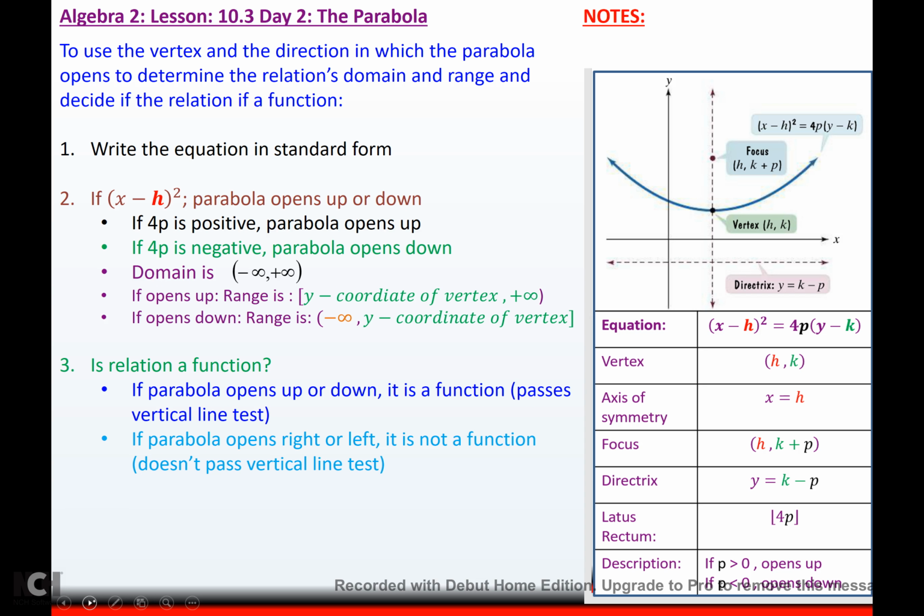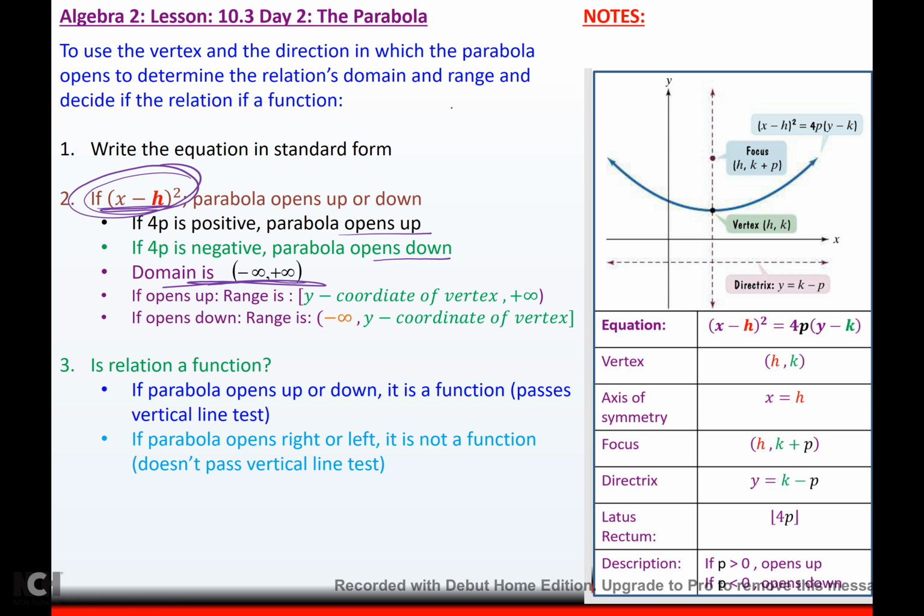Okay. To use the vertex and the direction in which the parabola opens to determine the relation's domain and range and decide if the relation is a function or not. They're making this really, really complicated. We've already talked about domain and range, okay? If x is being squared, if 4p is positive, it opens up. If it's negative, it opens down. Domain anytime x is squared, I promise your domain will never be different. It'll be negative infinity to infinity.